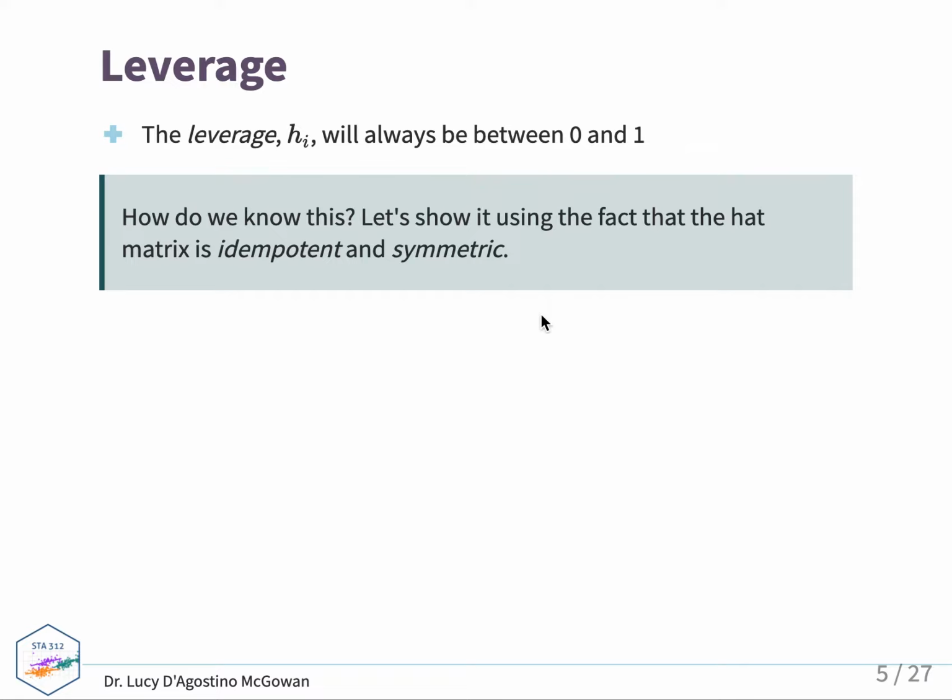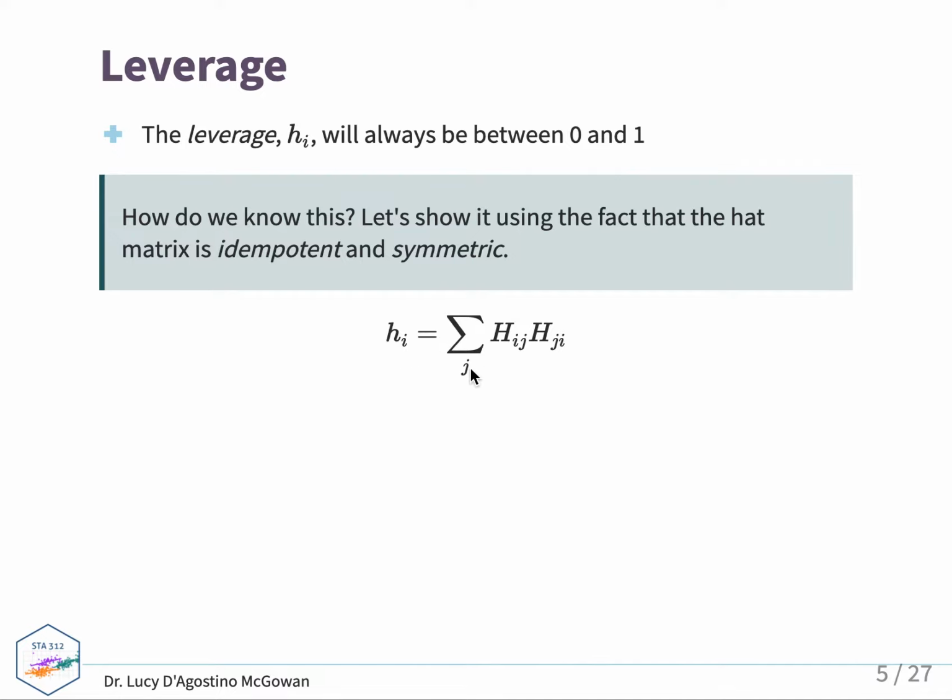So the leverage, h_i, is always going to be between 0 and 1. How do we know this? Well, I'm going to show you, and I'm going to use the fact that the hat matrix is idempotent and symmetric. So this is using the facts that you proved earlier in this class. This is why these proofs are important, because we use them over and over again for showing different quantities throughout this class.